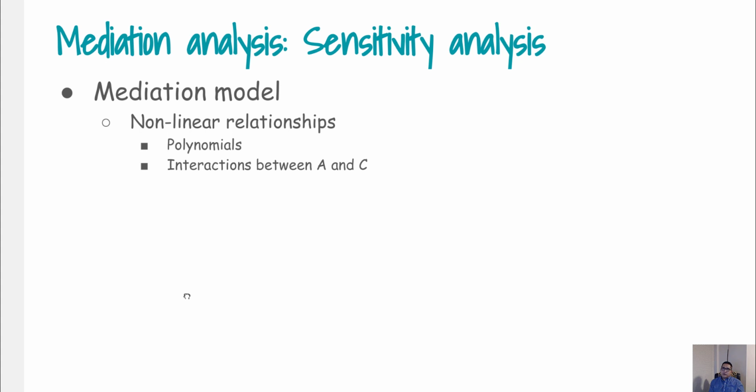It is also certainly possible that your mediation model could have some non-linear relationships other than only the confounder variables. It could have some sort of interaction between A and C, and it could have some polynomial terms of some of the C variables as well.